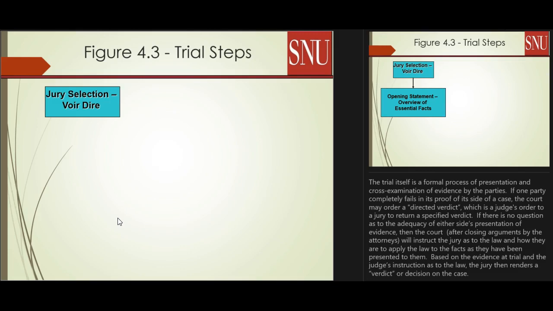Each attorney has so many peremptory challenges out of a pool of people. The pool sits in the jury box. They come up one at a time, and each attorney will ask questions. And each attorney has the right to 3, 4, 5. I'm not sure what the number is, but they can just say, "I don't want this person."